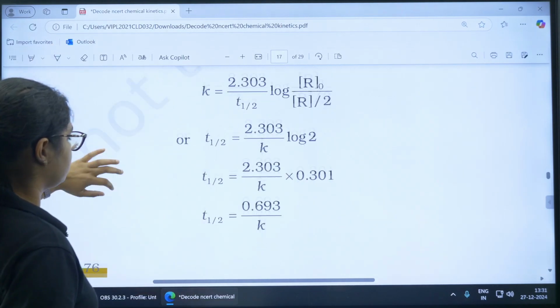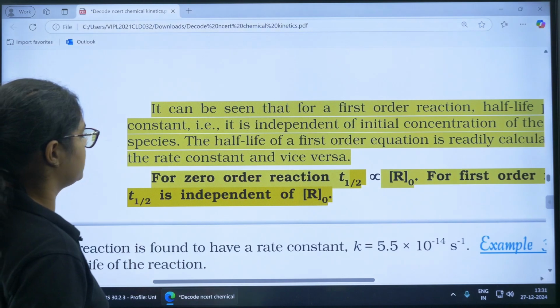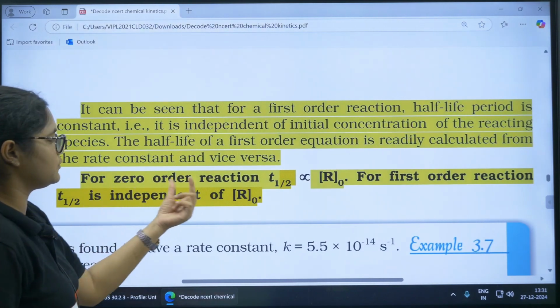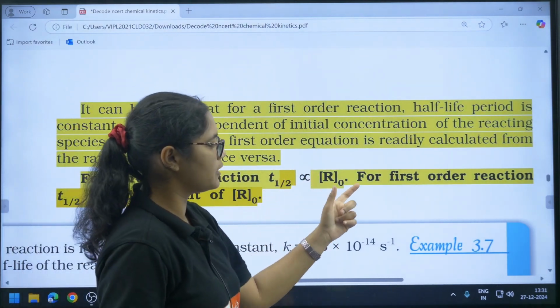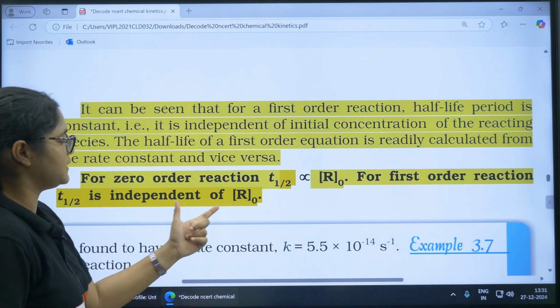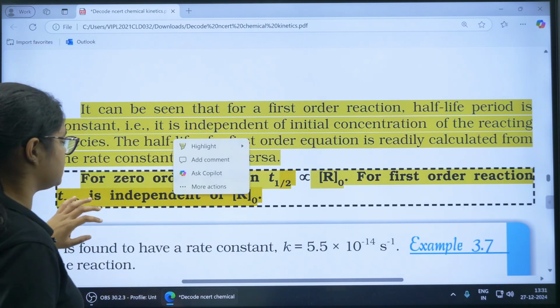Next, after half-life, what all we have? Okay, so here you can see, this is the conclusion. For a zeroth order reaction, T half is proportional to R naught. For a first order reaction, T half is independent of the R naught. Okay, this statement is important.